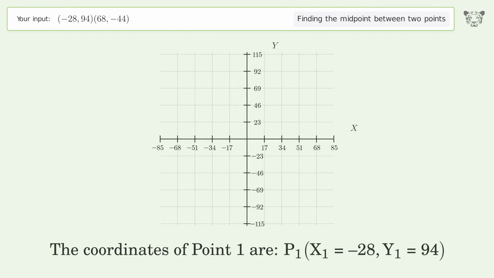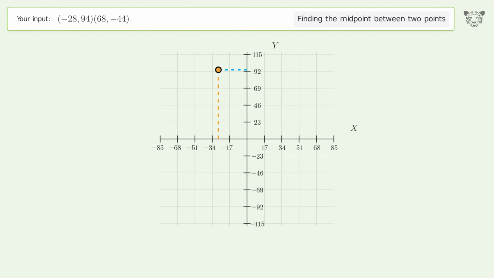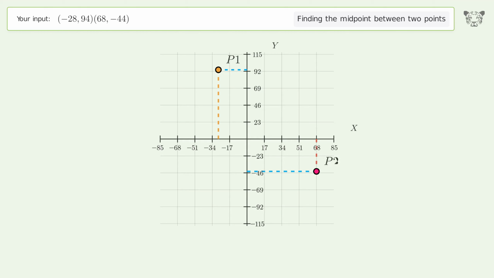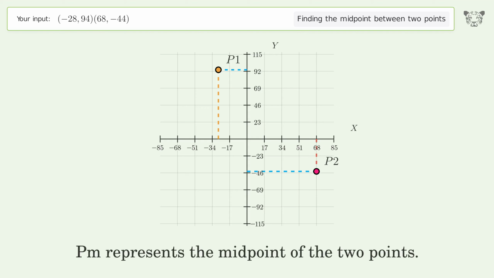The coordinates of point 1 are x1 equals -28, y1 equals 94. The coordinates of point 2 are x2 equals 68, y2 equals -44. PM represents the midpoint of the 2 points.